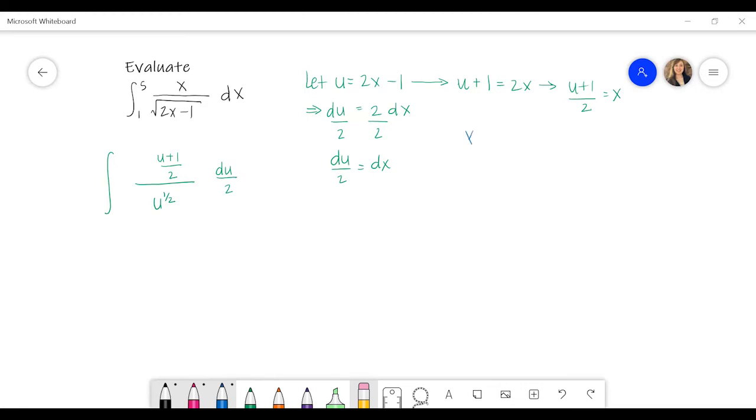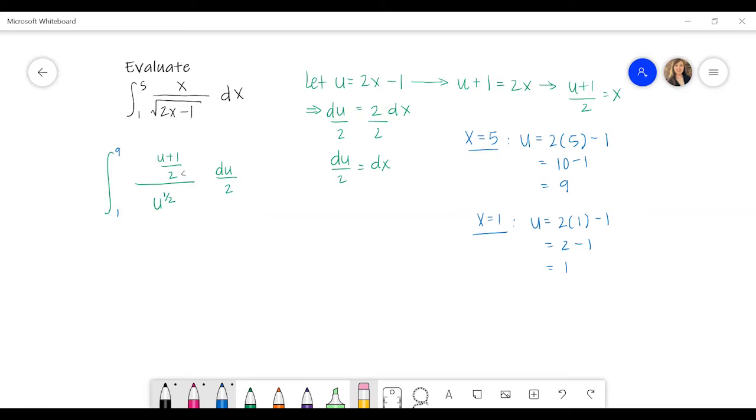I want to say if x is equal to 5, then u is 2 times 5 minus 1, which is 10 minus 1, which is 9. So 9 goes up there. And if x is equal to 1, I have u is 2 times 1 minus 1, 2 minus 1, 1. Sometimes you get the same number back, right? Happens. Okay. I have a lot of cleanup I need to look at here.